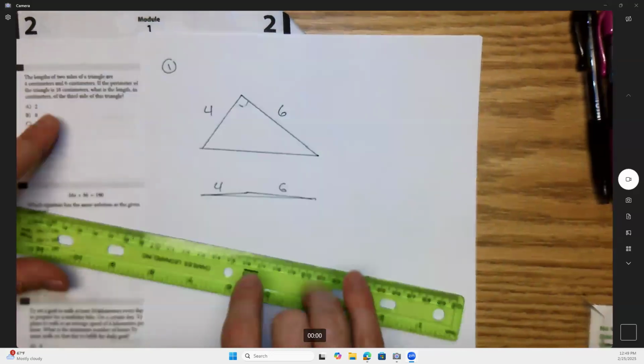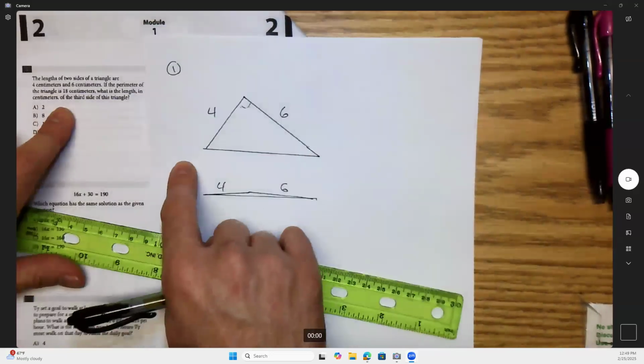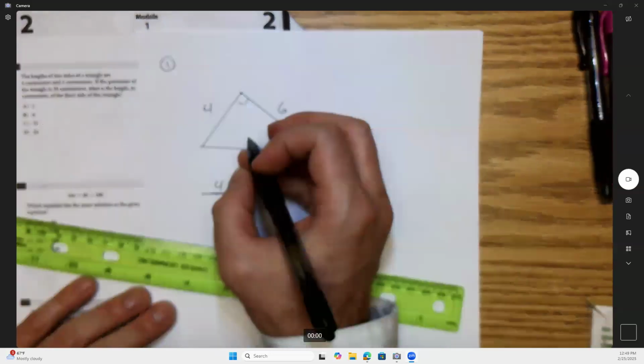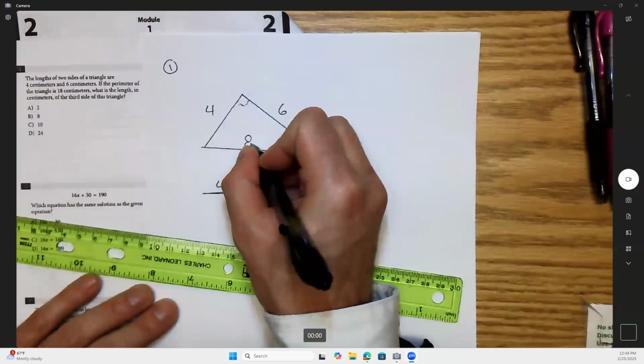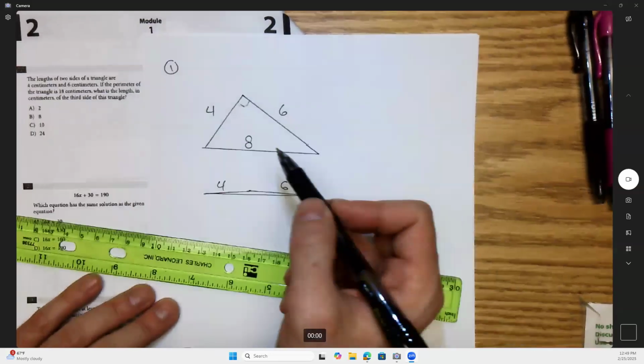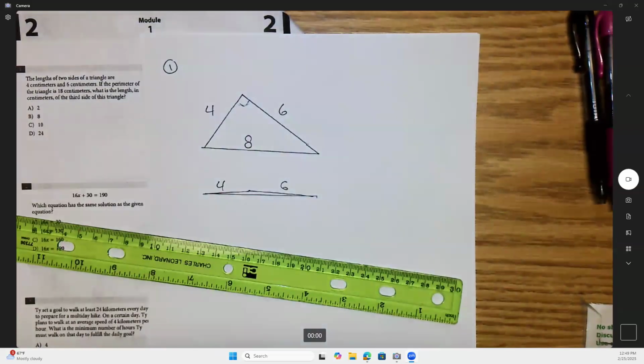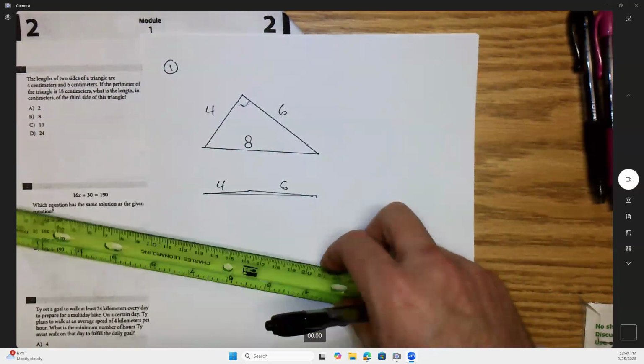Anyway, go back to their question though. They say the whole perimeter is 18 centimeters. So therefore, what's the third side equal to on their question? Yeah, has to be 8, right? Because 4 and 6 is 10 plus 8 gives you 18, which is the perimeter. So the answer to number 1 is B. Number 1 is B. Okay, you guys got number 1 is B? If you guys got any questions about any of these, then stop me.